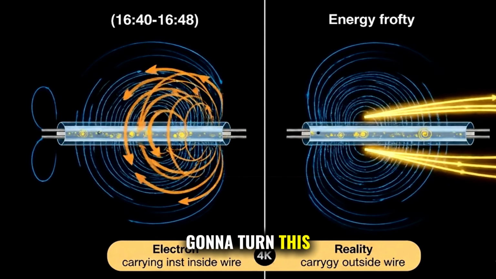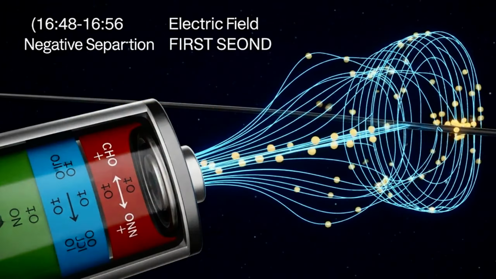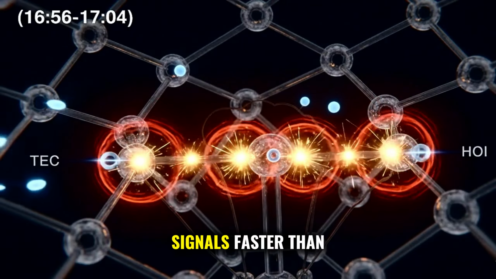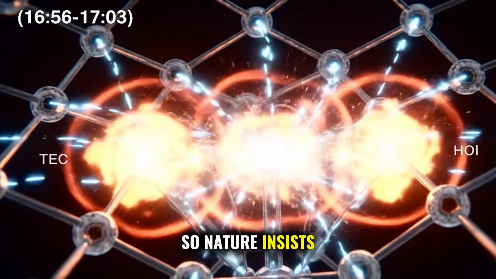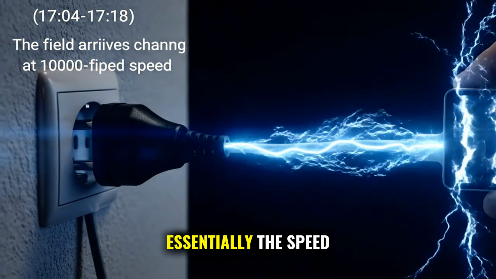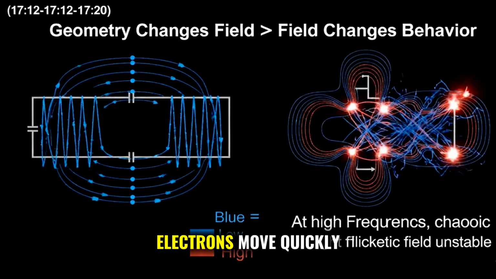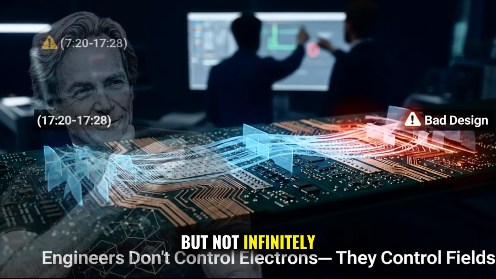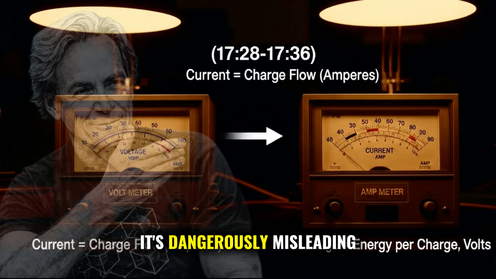Now, I'm not going to turn this into a full relativity lecture again, but I want you to feel the connection. If changes in electric fields could propagate instantly, you could send signals faster than light, and causality would break. So nature insists that electromagnetic influences propagate at a finite speed. That speed is essentially the speed of light. So the reason your lamp turns on quickly is not because electrons move quickly, it's because electromagnetic influences propagate quickly, but not infinitely. And now you can see why the water analogy is not only wrong, it's dangerously misleading.